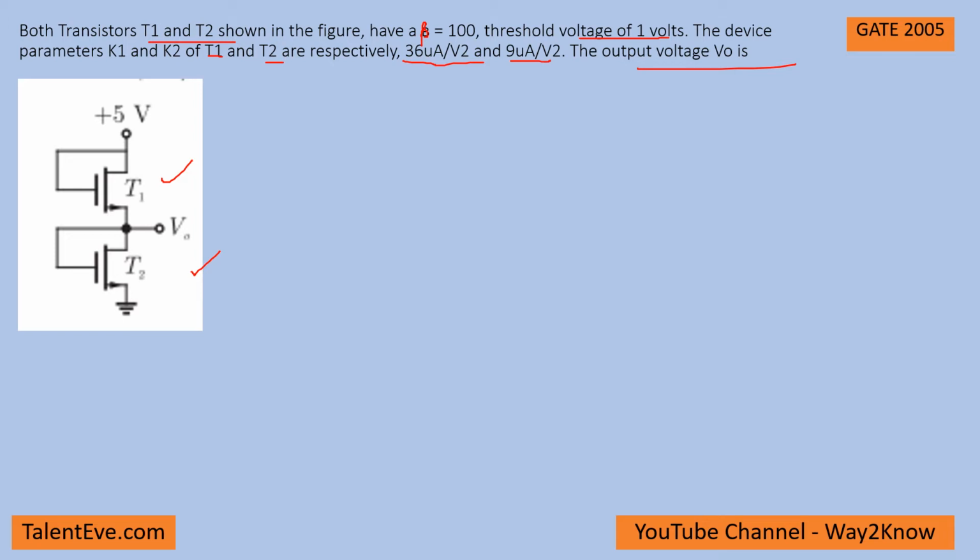Because the threshold and the K parameters have been provided for these MOSFETs, if you want to calculate the drain current, basically it's the drain to source current, right? The drain current is calculated by using IDS equals half into K into (VGS minus VT) whole square. Now this can again be written as half K into (VG minus Vs minus Vt) whole square. So the same formula holds good for both the transistors.